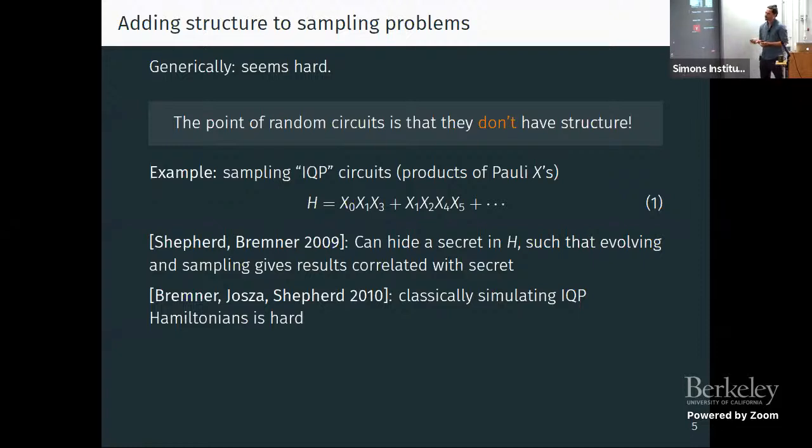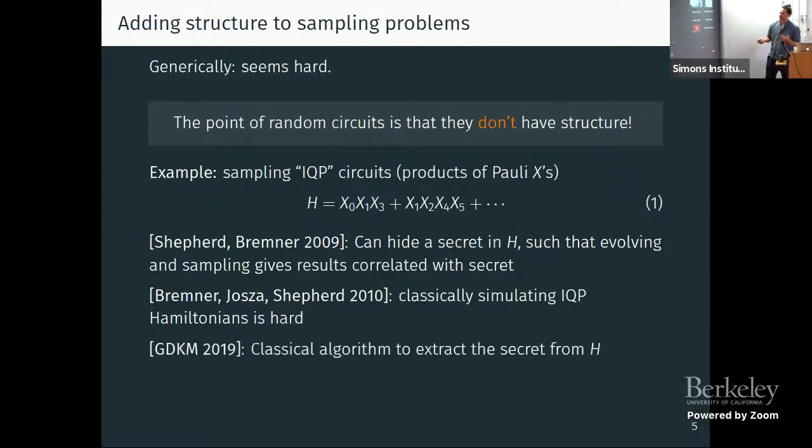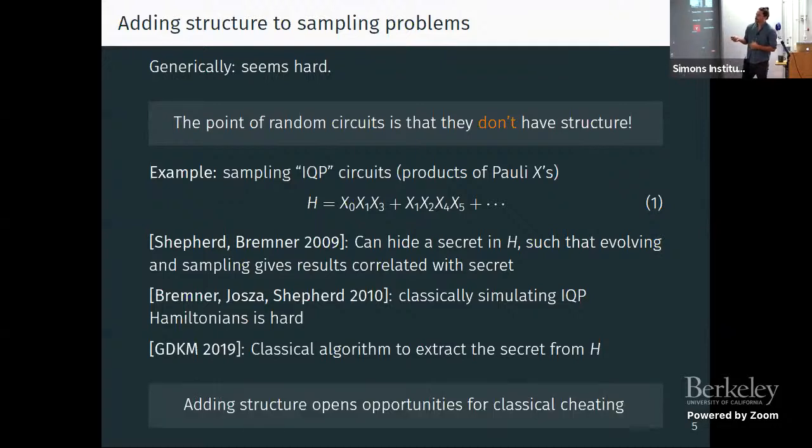But the fundamental thing that was still open is that this hiding relied on non-standard cryptographic assumptions, and it wasn't clear if this actually works. And it turns out that this doesn't actually work, in the sense that there is a classical algorithm you can use to extract this secret from H. So this is just an example to demonstrate that while this is potentially a promising way to go about things, it does open a lot of opportunities for classical cheating, and it's not totally obvious how to encode standard cryptographic assumptions into these sampling problems in a way that allows the sampling problem to still be easy on a quantum computer, but have some cryptographic weight behind it.